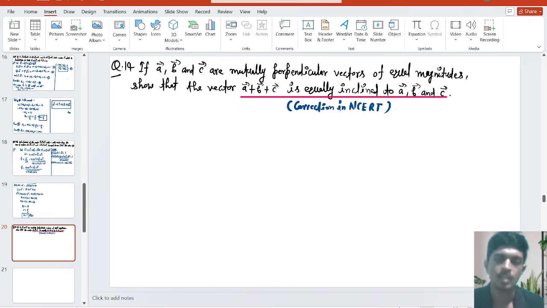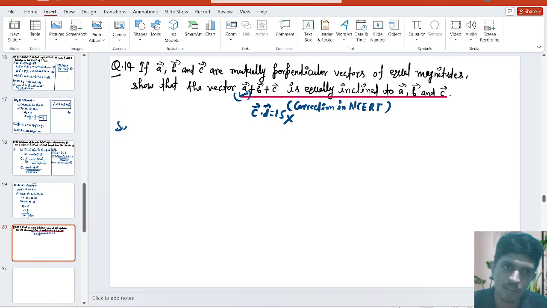Coming to the next question, question 14 is saying that if vector A, vector B, vector C are mutually perpendicular vectors of equal magnitude, show that the vector A plus vector B plus vector C is equally inclined to vector A, vector B and vector C. The statement in the question in NCERT, saying vector C dot D is equal to 50, is not correct. Correct it in your NCERT books. I hope it is clear to you.